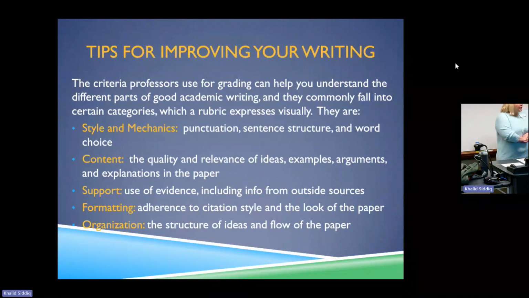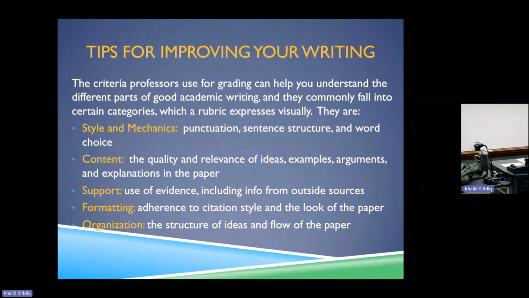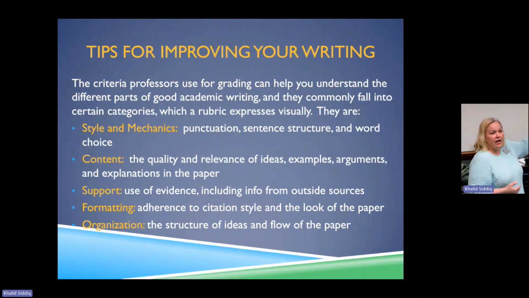Okay, so some tips for improving your writing. We're going to be looking at these different categories that we often see on rubrics. So these are criteria that a lot of your professors are using for grading. And I think that criteria is really helpful for understanding what those different parts of good academic writing are. They commonly fall into certain categories, which a rubric will express for you visually. And here are some of the categories you'll probably see on a rubric.